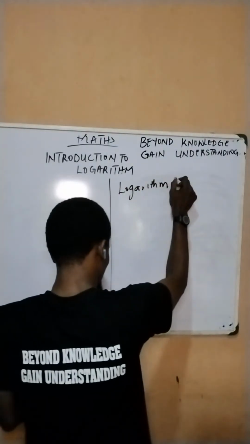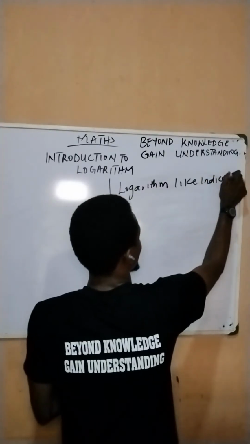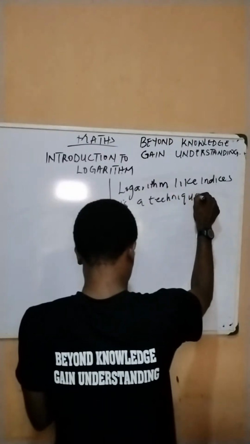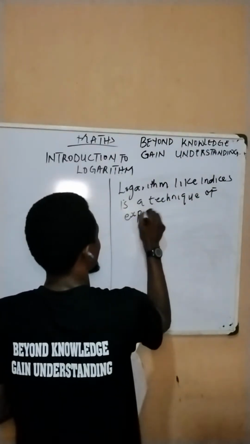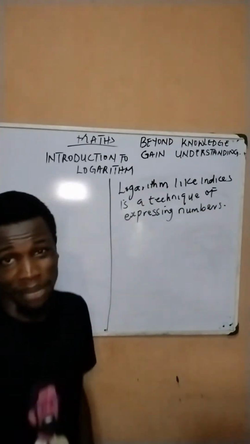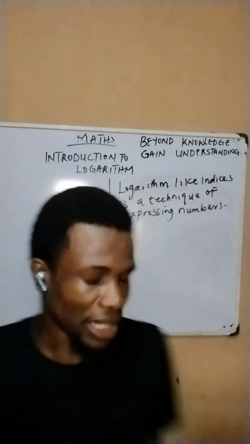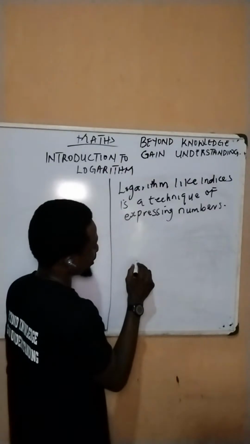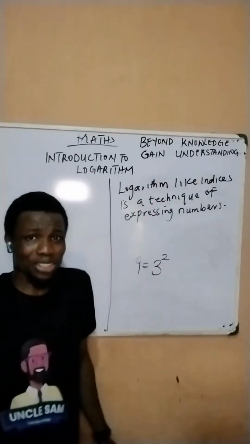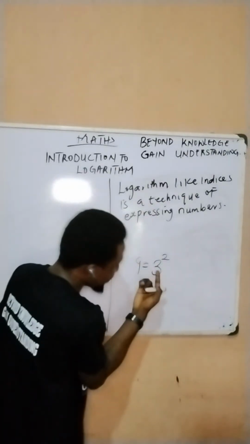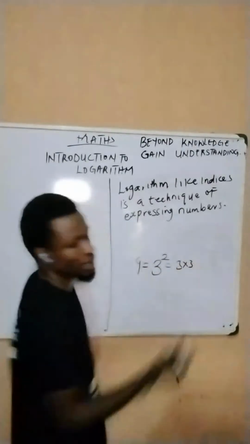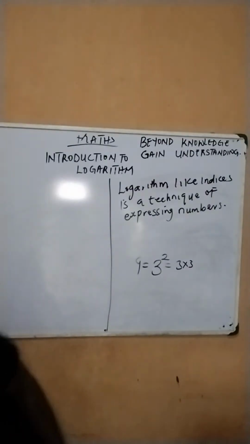Logarithm, like indices, is a technique of expressing numbers. Yes. So that's why I say that they are similar, because indices is just a way of expressing numbers. Just like in indices, I can express 9 to be 3 raised to the power of 2. That means I can express 9, which is an ordinary number that we are all used to, as a base raised to the power of something, which is 3 multiplied by 3. So that's the basic idea of what indices talks about.